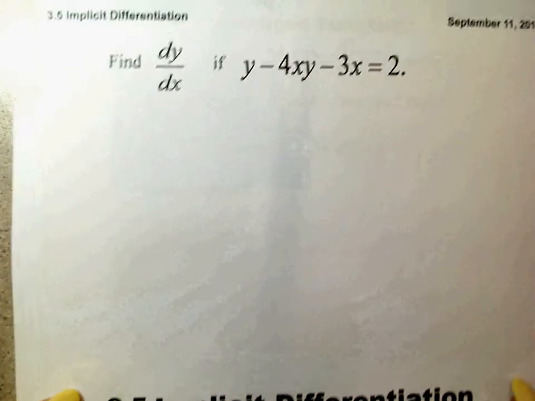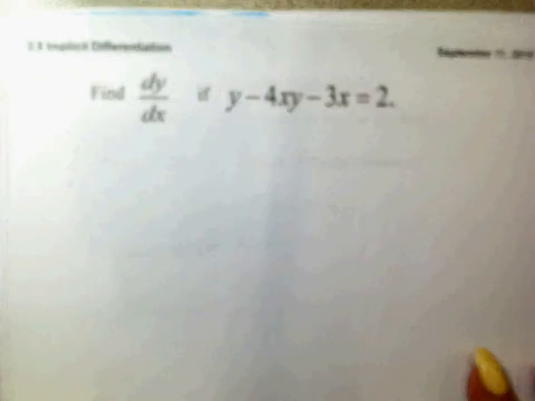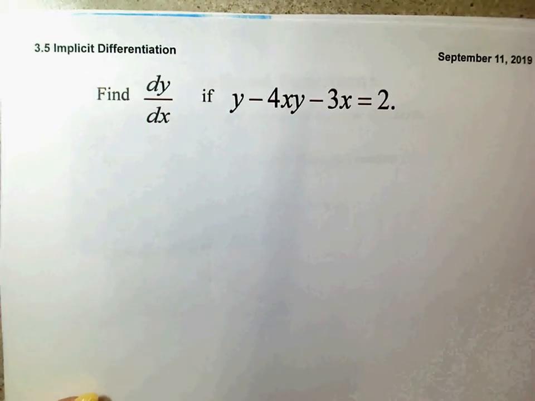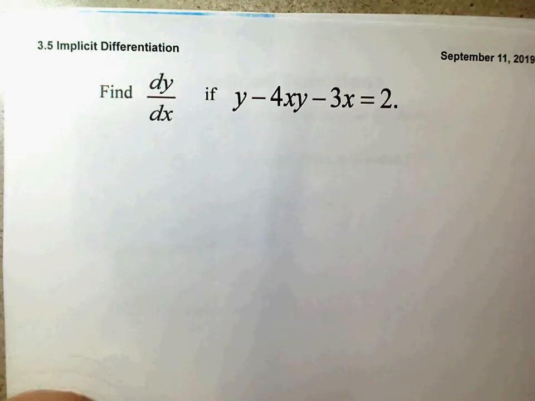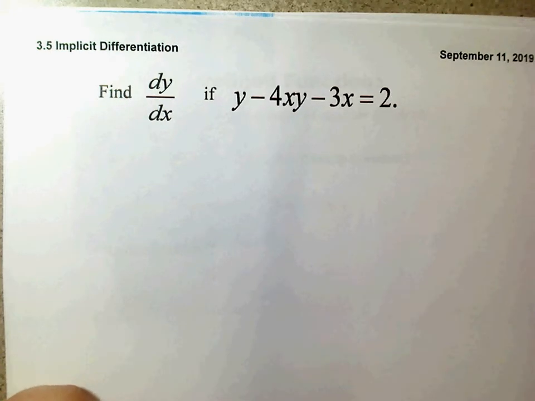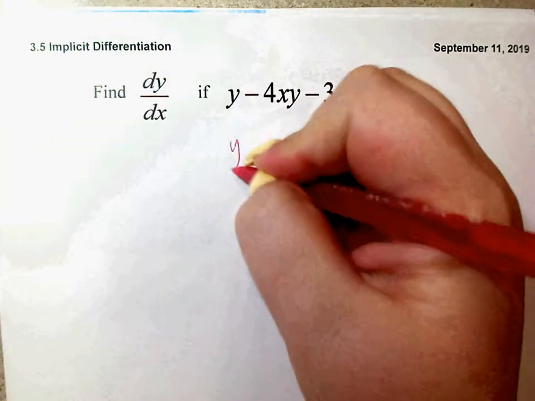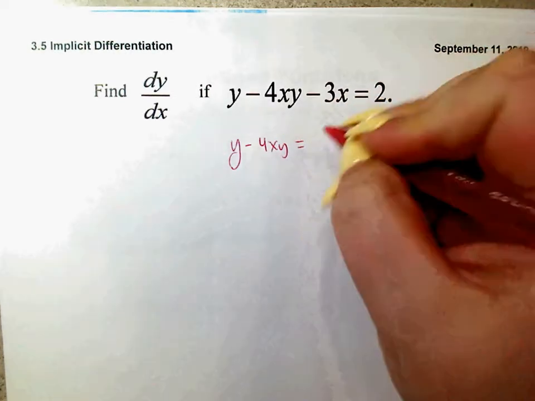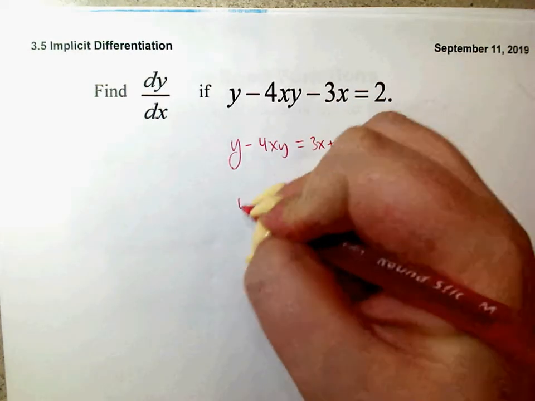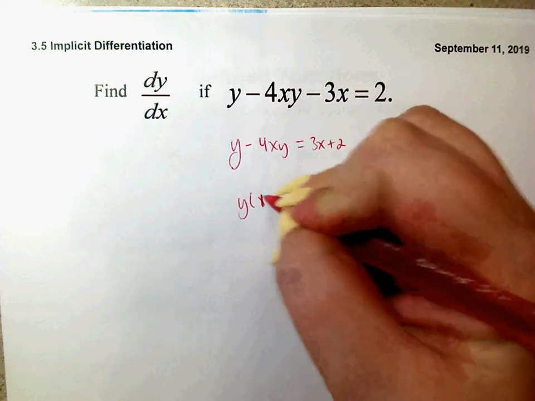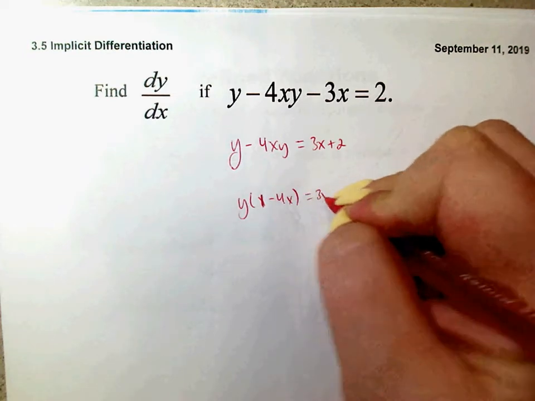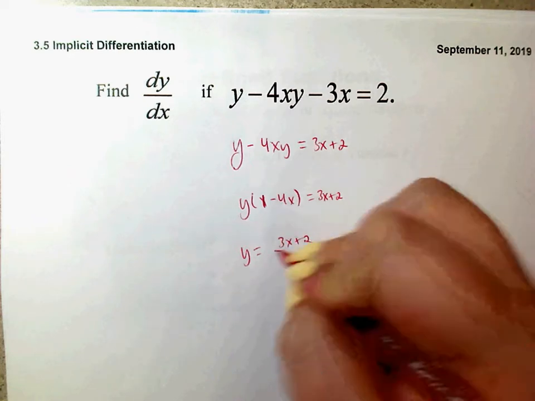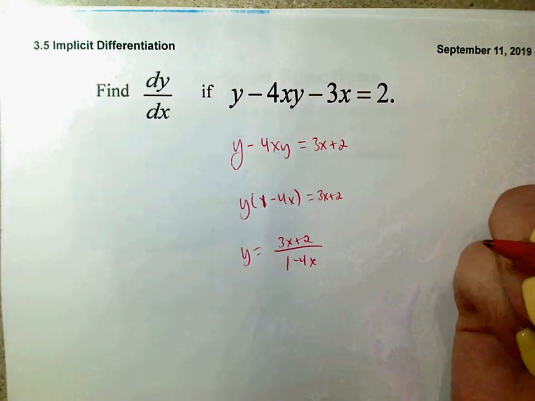Okay. All right, so if I asked you to find the derivative of this function, you don't have to write this down. This is just us talking. Then you see how there's two different y values? You would have to say y minus 4xy equals, and add the 3x over, and then factor out a y. 1 minus 4x equals 3x plus 2. And then solve for y, and then take the derivative using the quotient rule, right?